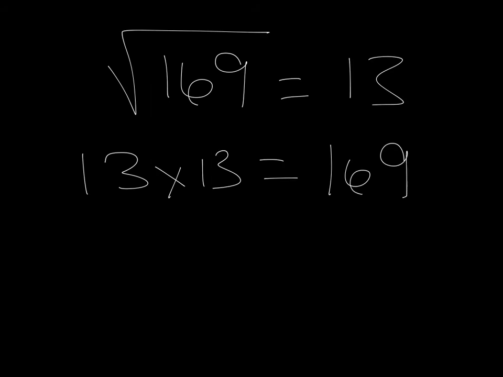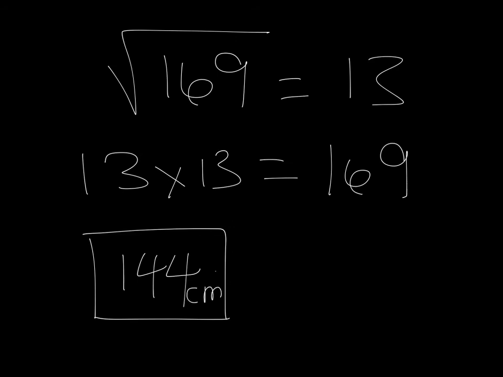Okay? So a reason why we would use square roots is that we could find the dimensions of things. If we want to find the dimensions of a square gym mat, for example, we know what the area is, and we want to find out what the dimensions of the mat are. If we know that it's a square, if we know our perfect squares, we would know that each side length would be 12 centimeters.